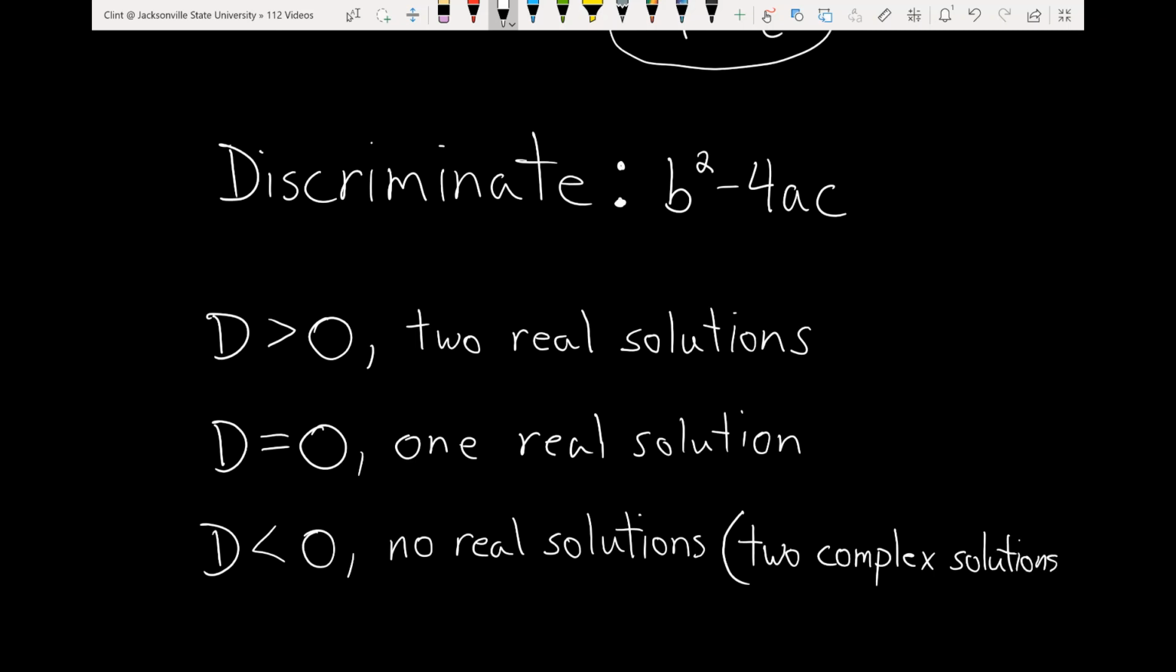Make sure you're paying attention to the directions. If it says find all real number solutions, and you get complex numbers, you're going to say none. If it just says find all solutions, and you get complex numbers, type those in. Okay, so that is the final part of solving quadratics.